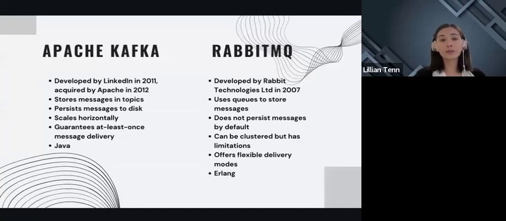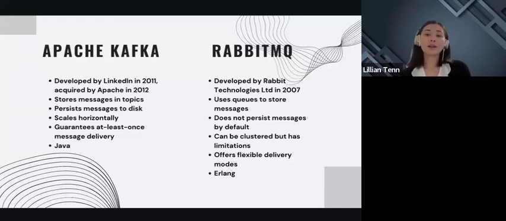RabbitMQ is an open source message broker software that was developed by Rabbit Technologies in 2007. There are, of course, some differences between those two services, but we will go over some of them. And the first one is the messaging model. Kafka stores messages in topics, which are great for handling large volumes of data with high throughput. RabbitMQ, on the other hand, uses queues to store messages. It is more suitable for traditional messaging scenarios like task distribution.